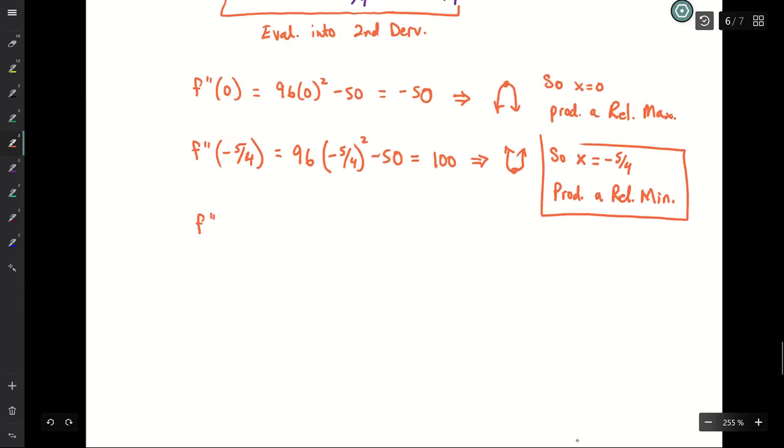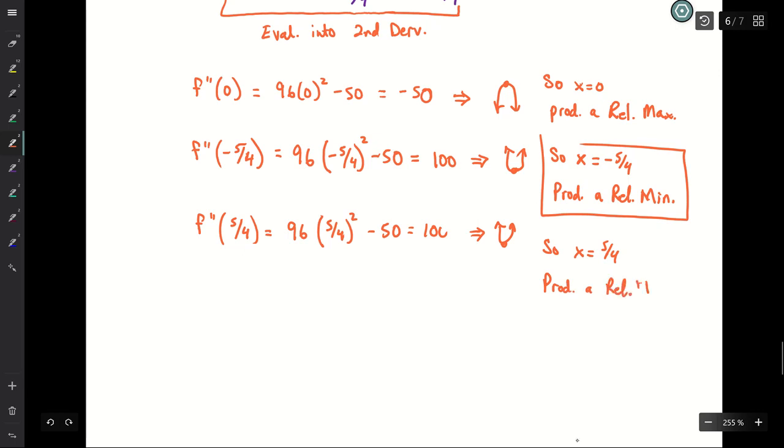We have f double prime at positive 5/4. And once again, just stick that in your calculator. On this one, you'll get the same result as when we plugged in the negative, since you're squaring it. So you get 100. That's going to yield upward cupping behavior, which is going to yield a minimum. So on this one, we'll say x equals positive 5/4 produces a relative minimum as well. All right, and then box that in as our other answer.